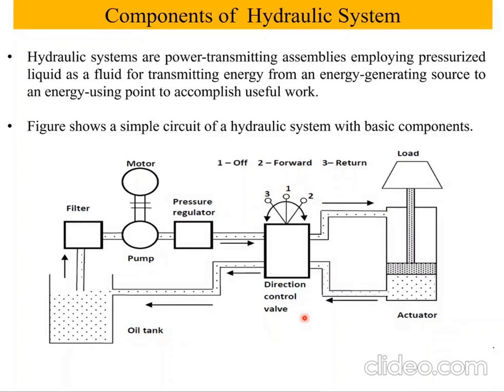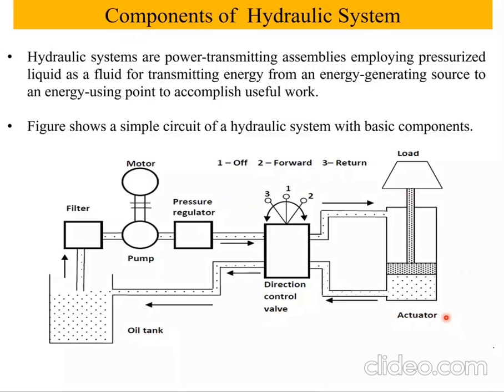Now this valve is again a switch, and you can see that it's a 3-position switch. What are these positions? One is the off position, two is the forward position, which means the oil coming out of the regulator will be passed through this direction control valve and allowed to come out of this valve, entering here. You can see this cylindrical structure. This cylindrical structure is called the actuator.